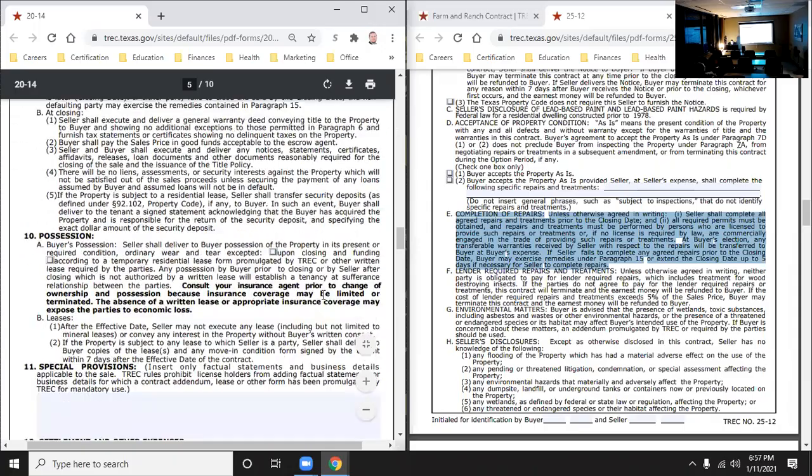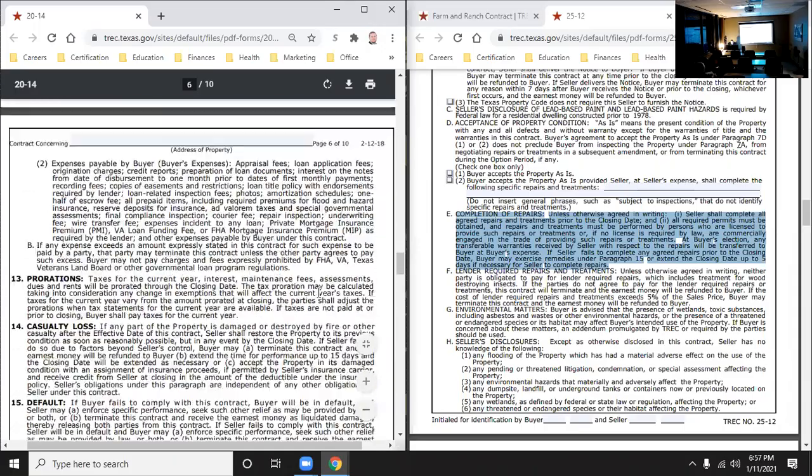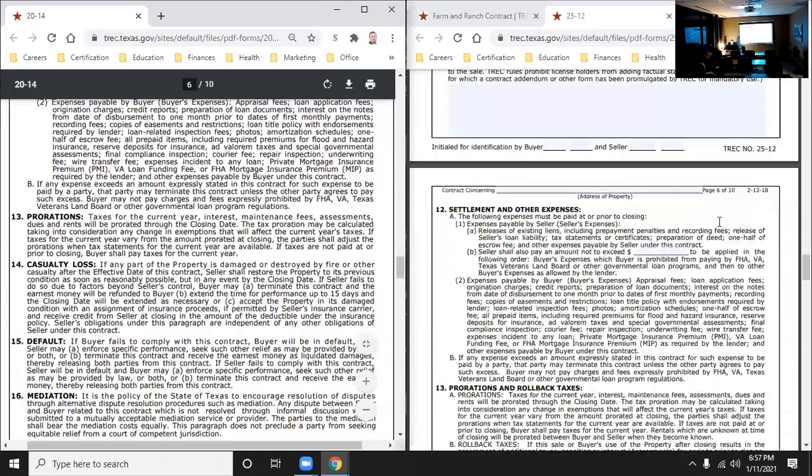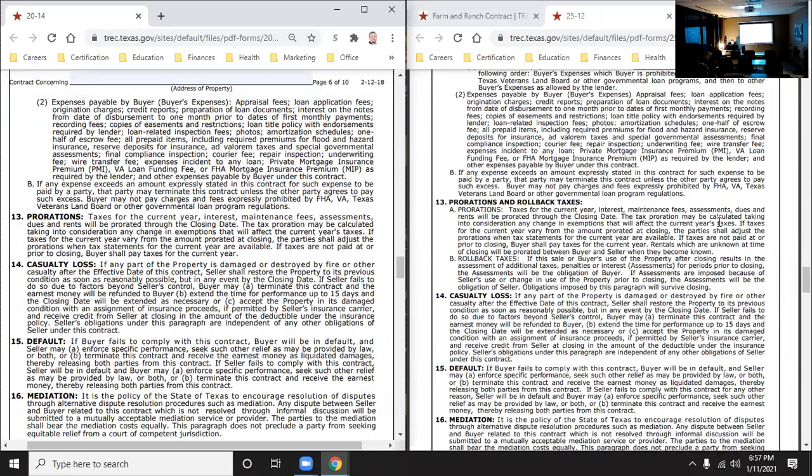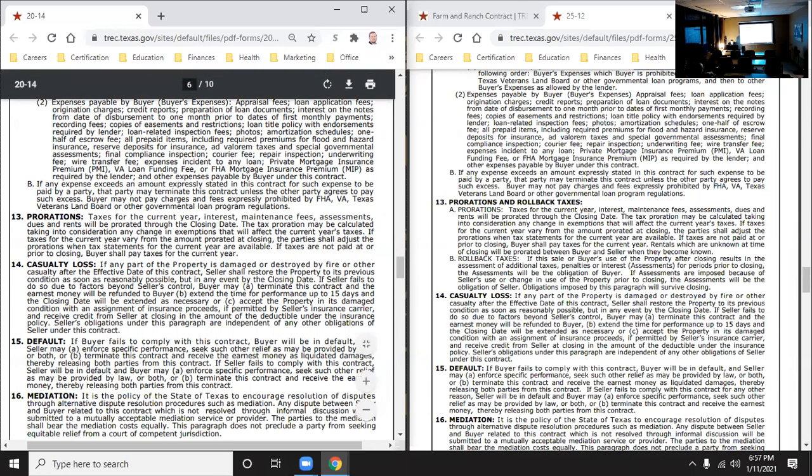Another one that we're going to look at is going to be in regards to paragraph 13. And again, 13 is very similar to the other one, again dealing with prorations and rollbacks. So the ones that are different for your farm and ranch are paragraphs 2, 3, 6, 7, and 13. Okay? Those are going to be your differences.